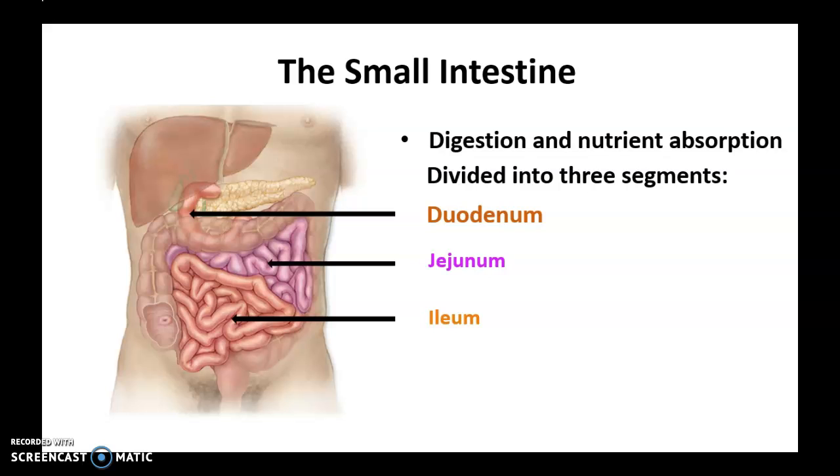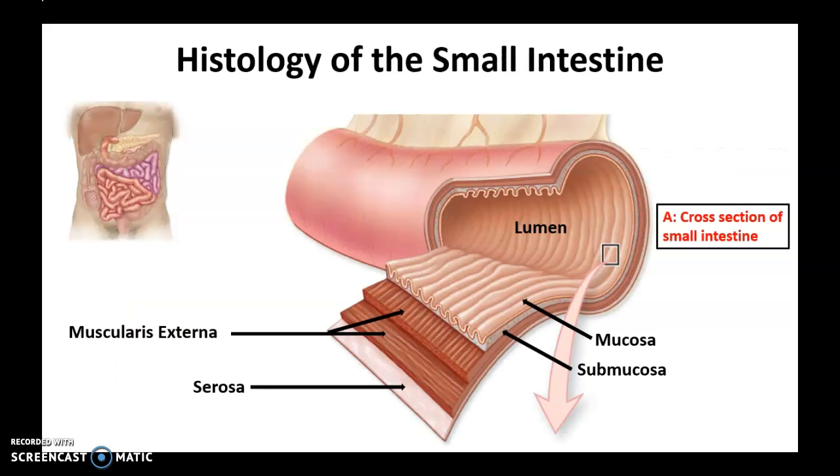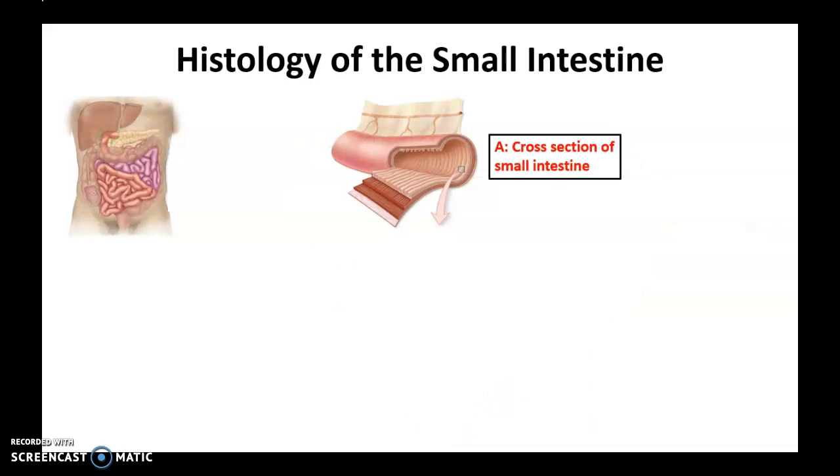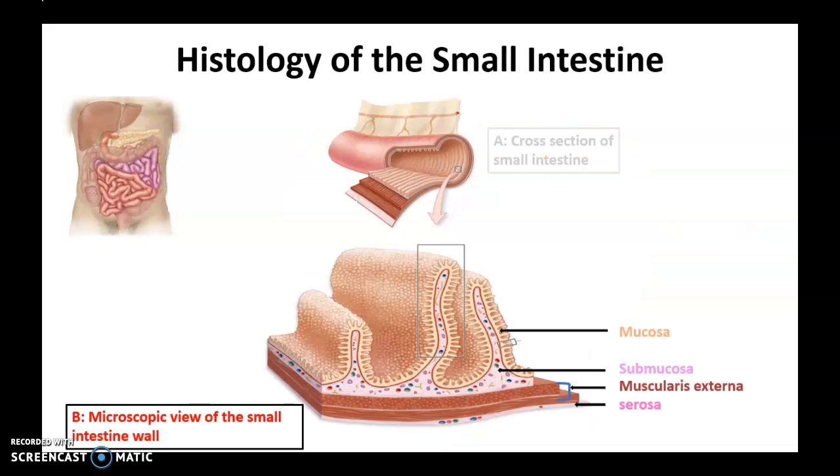Let's move on to the histology now. If you make a cross-section of the small intestine, we can see the lumen in the center, and we can identify all the 4 layers from superficial to deep. We see the serosa, muscularis, submucosa, and mucosa. Now, if you take a little piece of the intestinal wall and look under the microscope, this is what you see. Here in figure B, we can identify all the 4 layers. And pay attention to the mucosa and submucosa.